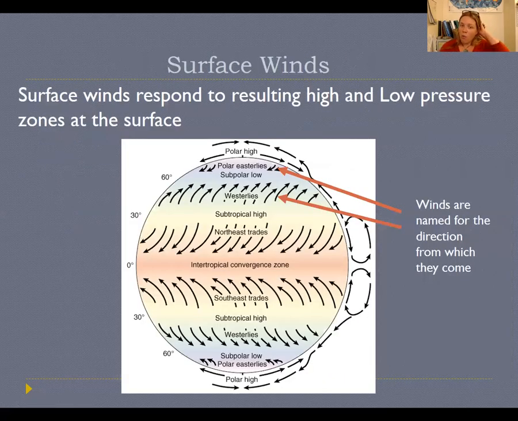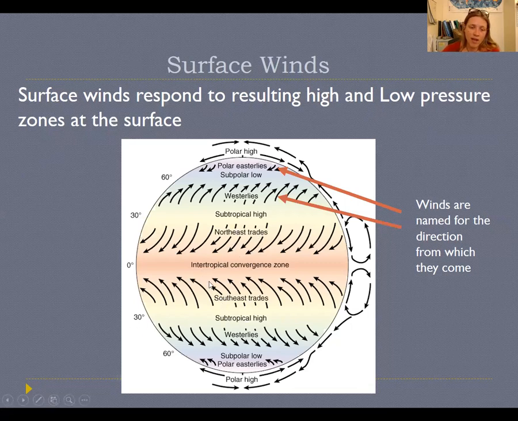Okay, so what we end up seeing is that we have the intertropical convergence zone, the low pressure zone, the subtropical high pressure zone at 30 degrees, the subpolar low pressure zones, and then the polar high pressure zones. And then we have surface winds moving towards the low pressure zones and away from the high pressure zones. So we have winds that are moving towards the equator, because the equator is a low pressure zone. These winds are called the trade winds.